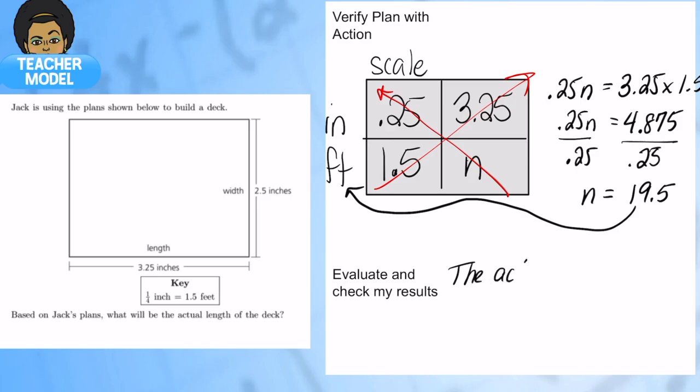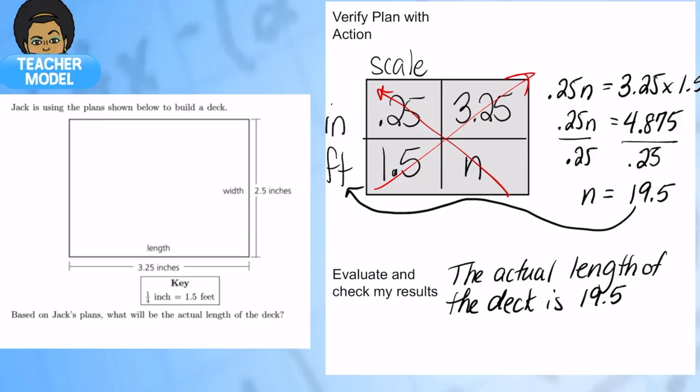So here's my answer. The actual length of the deck is 19 5/10 feet, period. Hit pause so you can jot this into your notes.